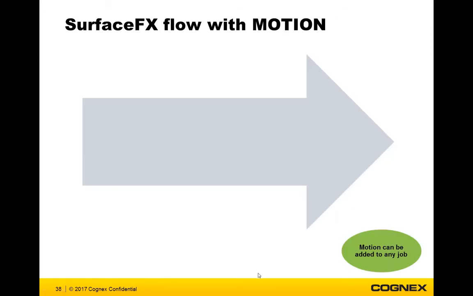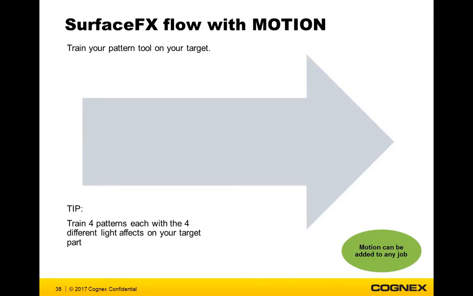So let's talk about how they did that. By adding motion. So you can add motion to any job. So what do they do? Number one is you need to train your pattern. You need to train what feature you are looking at to fixture your SurfaceFX region to. One thing we found is if you train all 4 of the lights, so if you train each pattern with the light effect, it seems to really help, especially if you have a lot of motion with the crest example. It really helps to train 4 patterns, each with the 4 different light effects on your target part. But if there is little motion, you really don't need to do that. You can just use the one.